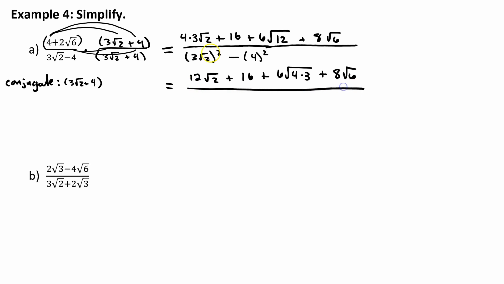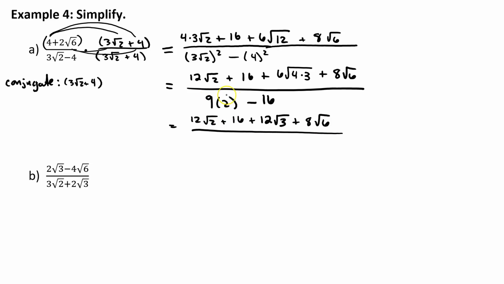All over 9 times 2. 3 squared is 9. Root 2 squared is 2, minus 16. So that equals 12 root 2 plus 16 plus the square root of 4 is 2 times 6 is 12, and what's left over under the radical is root 3, plus 8 root 6, all over 18 minus 16, which is 2.